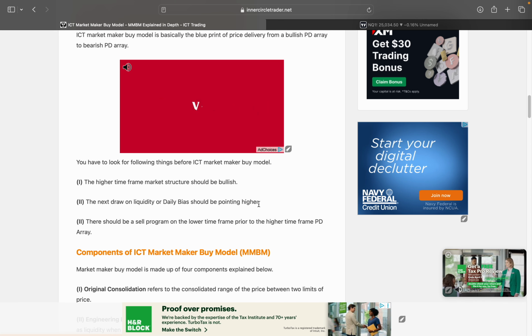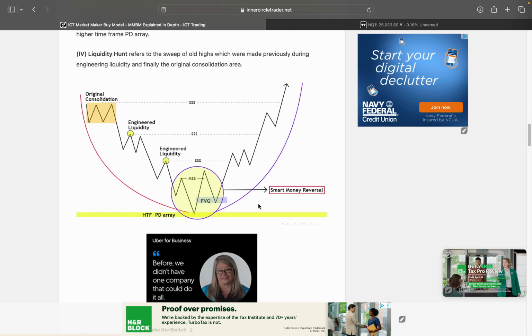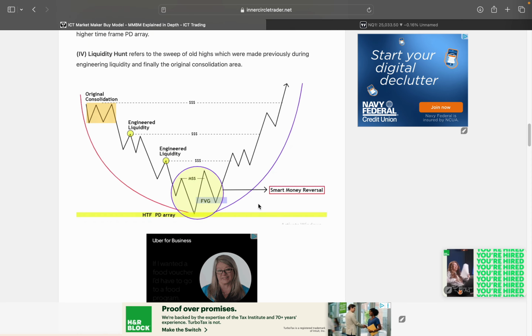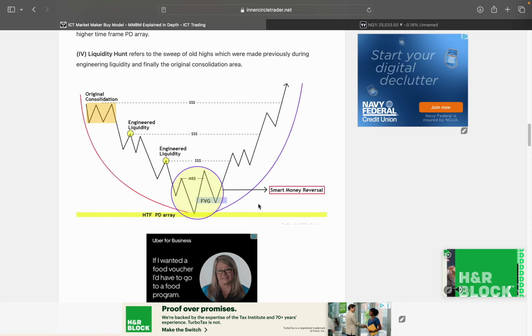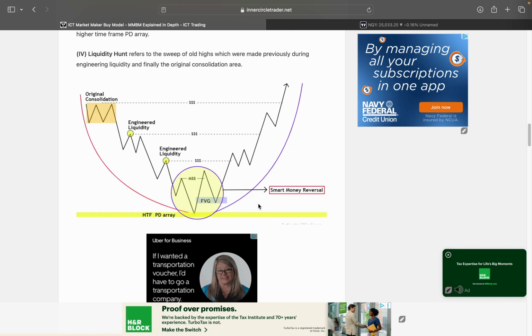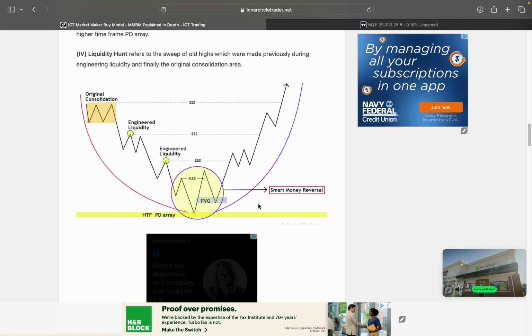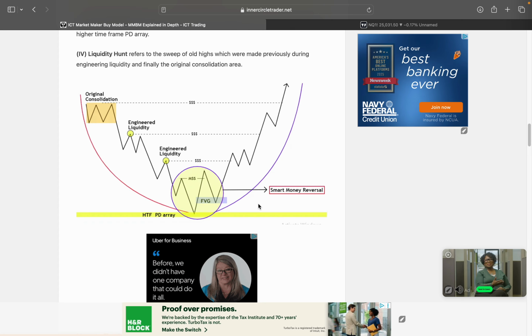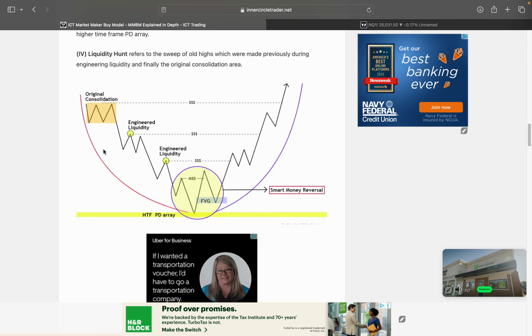So here is a picture of the market maker buy model. This is what I would trade before creating Slingshot. And Slingshot is basically this setup with go back levels.